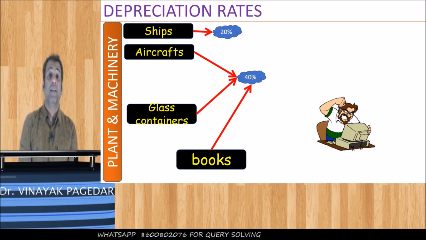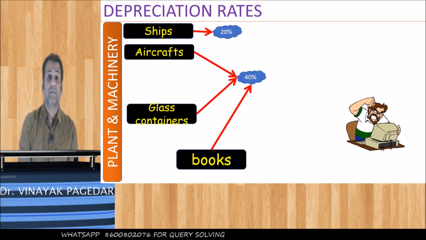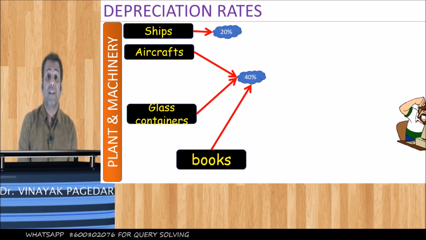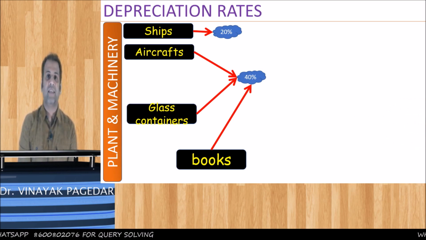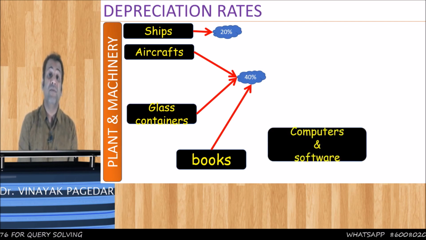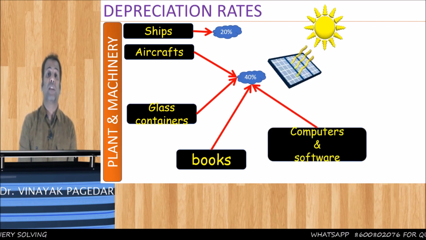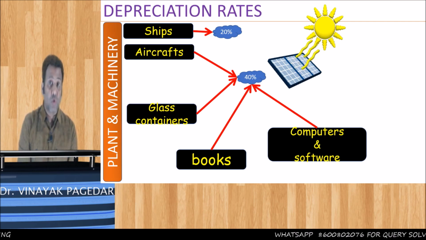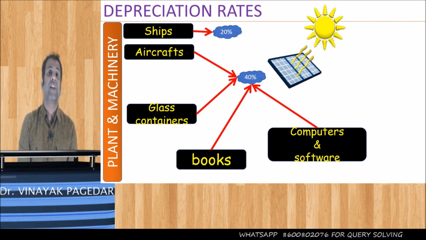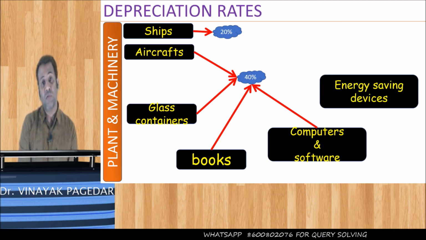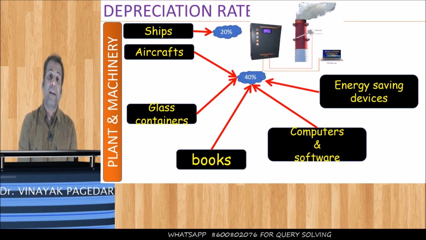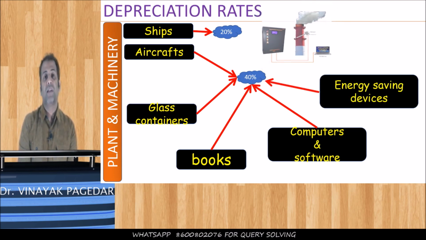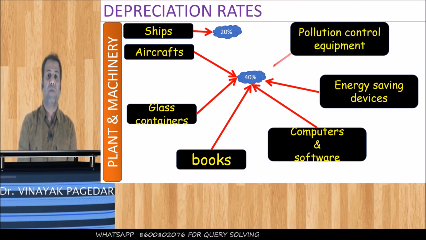Okay. Your computers, computer related devices like UPS, printers, all these, even computer software goes at 40. Solar panels, energy saving devices, they also go at 40. And pollution control equipments also go at 40. So, it is very easy to remember these rates.